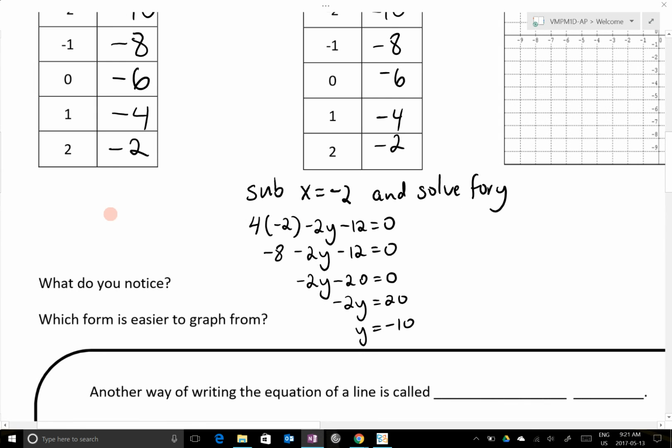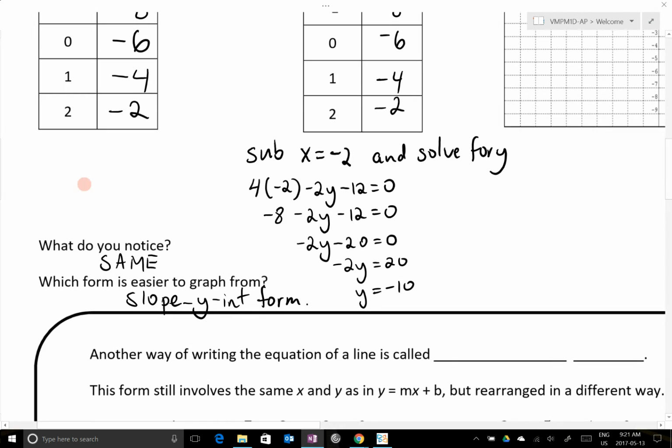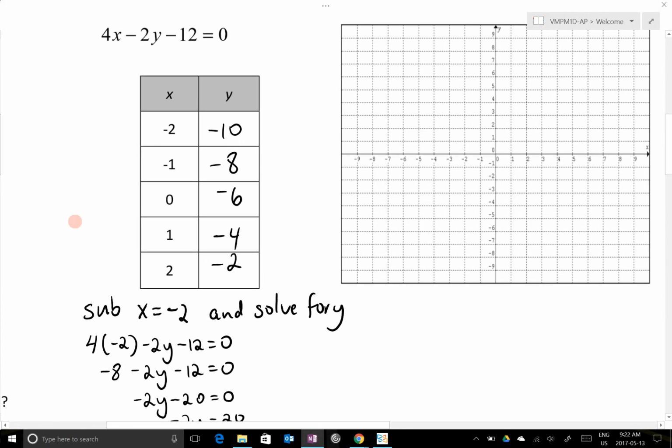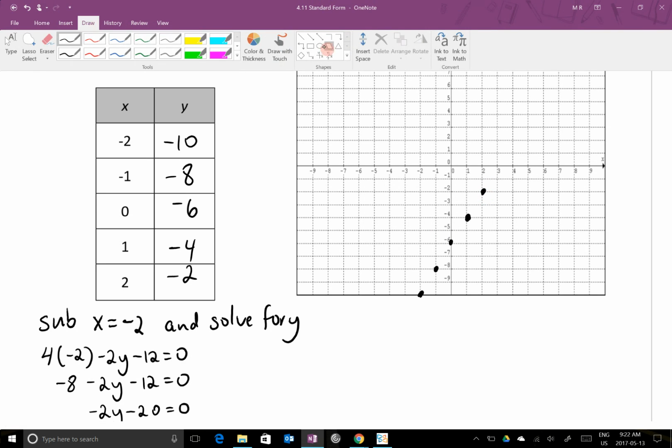Okay, so what do you notice? They are the same. Which form is easier to graph? Well, certainly the slope y-intercept form, because that's what we're used to doing. And it's set up that way to make it easy to graph. It's more practical. So let's graph this. Let's plot our points. So here we have -2 and -10, -1 and -8, 0 and -6, 1 and -4, 2 and -2. And then we just connect that with a straight line.